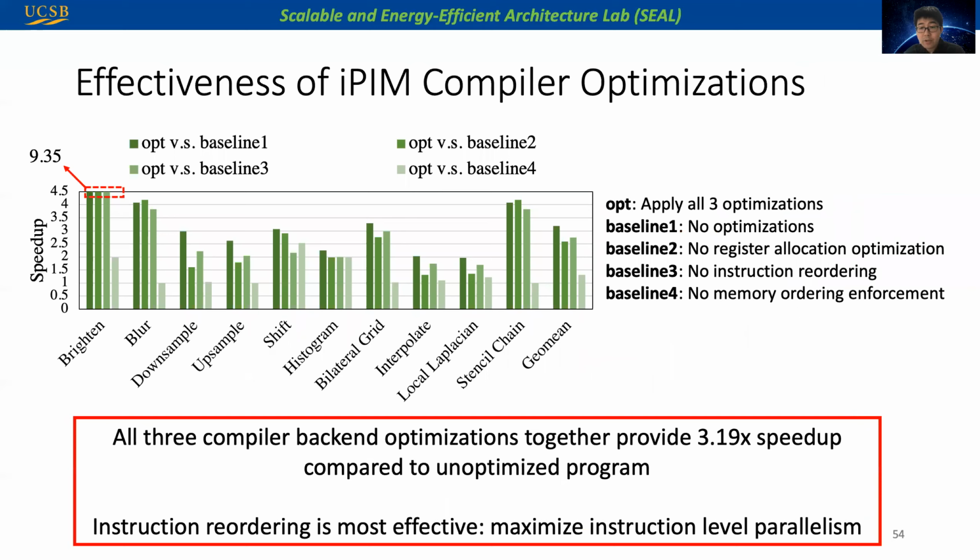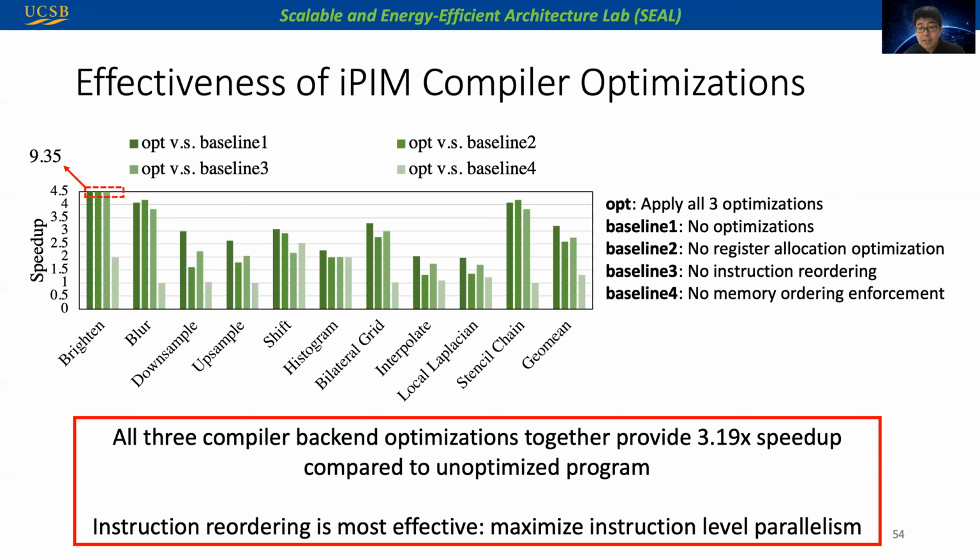In the end, we show the effectiveness of different iPIM compiler optimizations. Here, OPT represents the configuration using all three optimization techniques. Baseline 1 is a naive baseline without any optimizations. The three other baselines, 2, 3, and 4, remove register allocation, instruction reordering, and memory order enforcement optimizations, respectively. We show that all three compiler optimizations together provide around 3 times speedup.